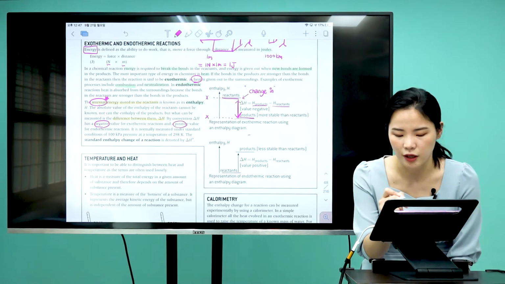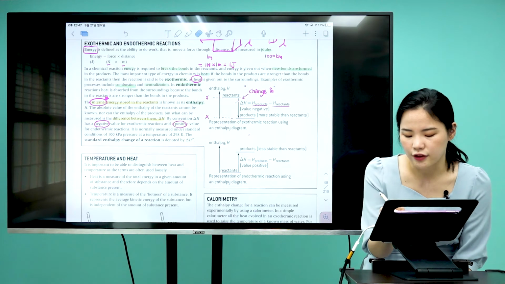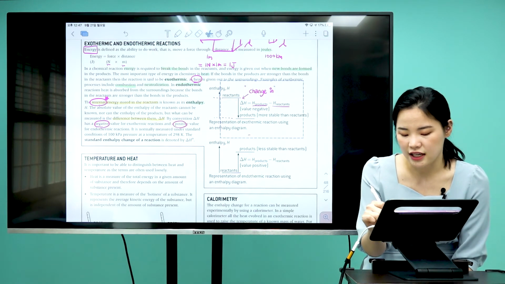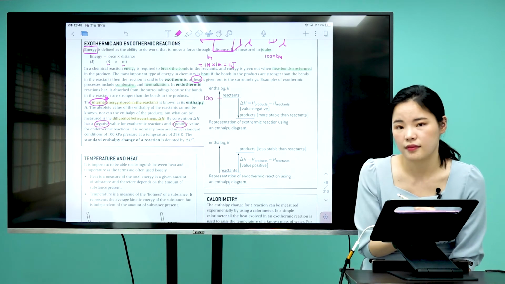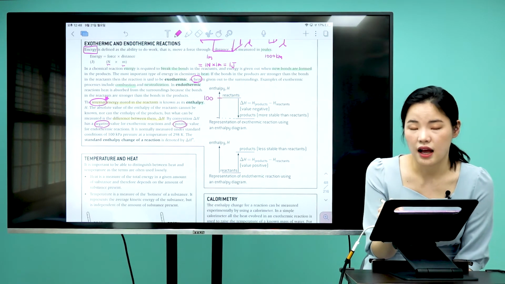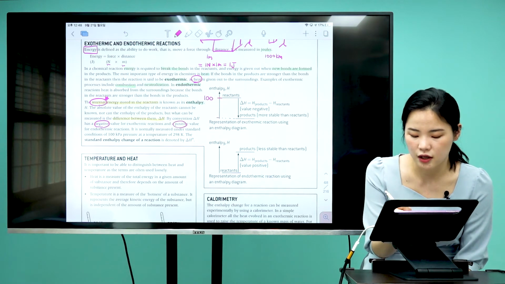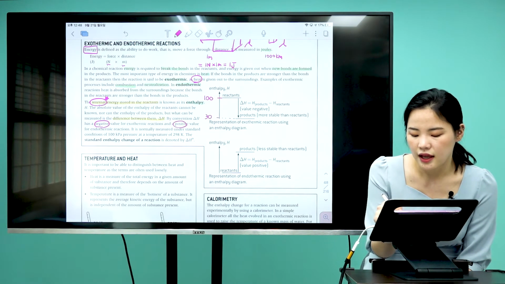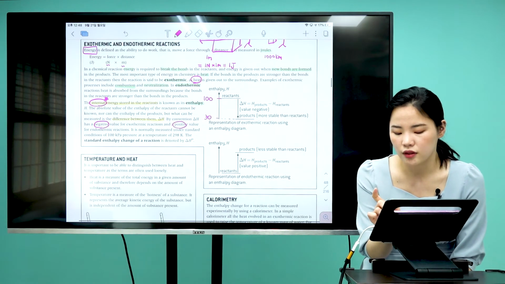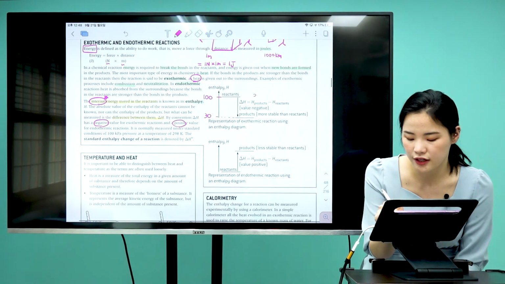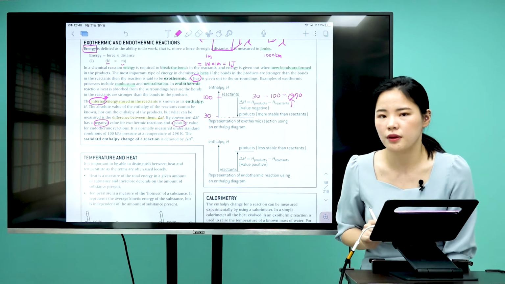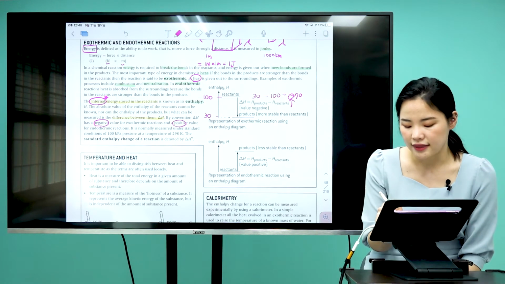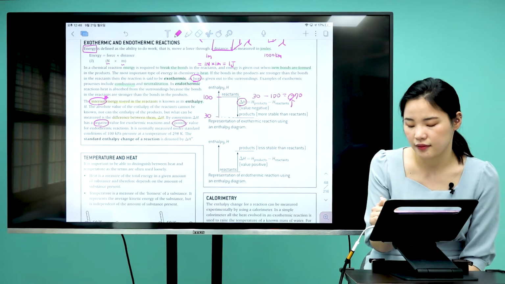Why is that? So think about it. I don't know the absolute value of the real enthalpy, but let's say the reactants' enthalpy is 100. And let's say the absolute value of the products' enthalpy is 30. Then because we are taking reactants away from products, 30 minus 100 would give you negative 70, which is a negative value. That's why an exothermic reaction will have negative enthalpy change.